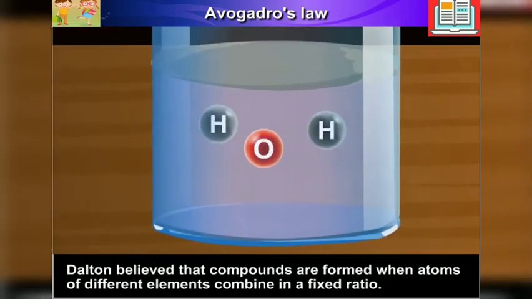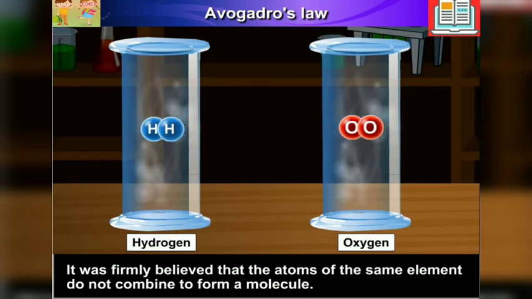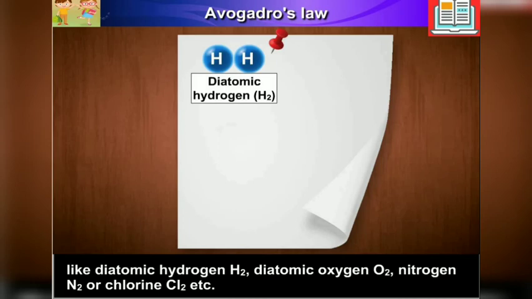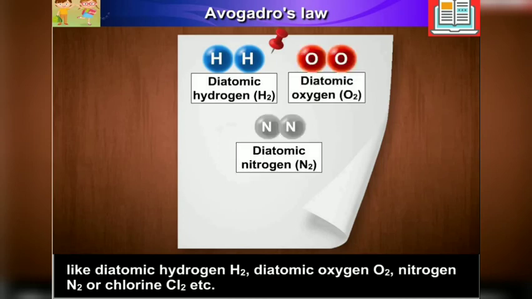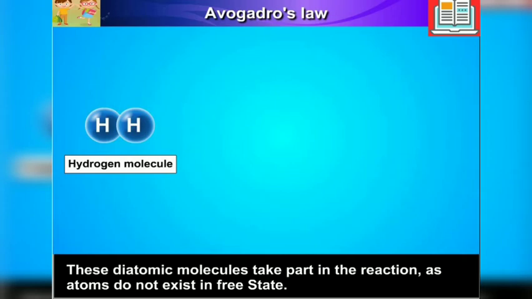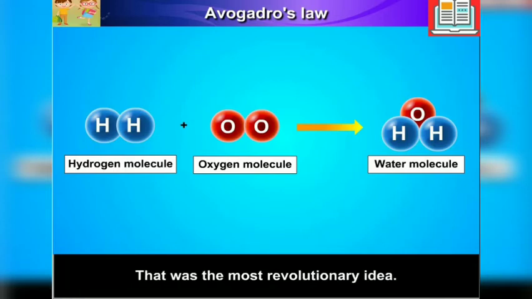Dalton believed that compounds are formed when atoms of different elements combine in a fixed ratio. It was firmly believed that the atoms of the same element do not combine to form a molecule. Avogadro suggested that most gases do not exist in the atomic state, but exist as polyatomic molecules, like diatomic hydrogen, H2, diatomic oxygen, O2, nitrogen, N2, or chlorine, Cl2, etc. These diatomic molecules take part in the reaction, as atoms do not exist in the free state. That was the most revolutionary idea.